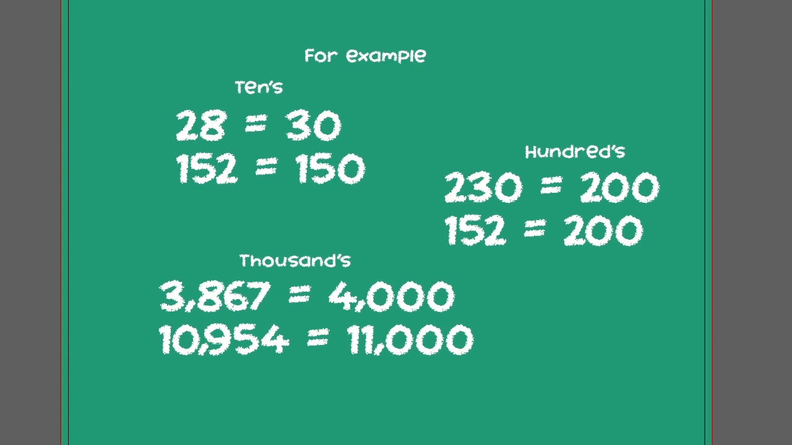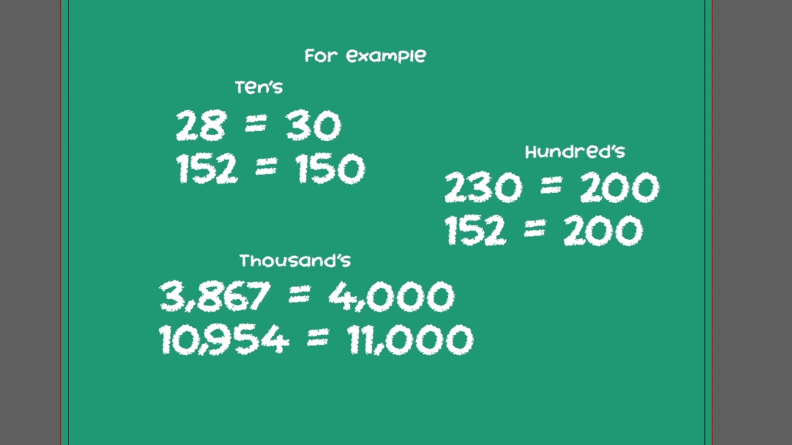Alright, so here's a few example problems for us to try out. We've got some numbers to round in the tens place, the hundreds place, and the thousands place. For numbers in the tens place, we'll want to be looking at the number in the ones place to determine how the number will be rounded. So the 8 in 28 is larger than 5, so 28 will round up to 30. And then the 2 in 152 is lower than 5, so 152 will round down to 150.